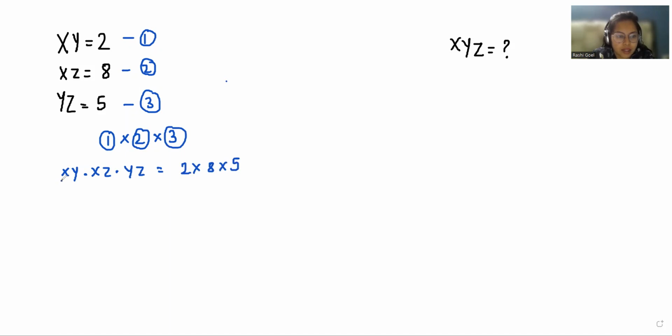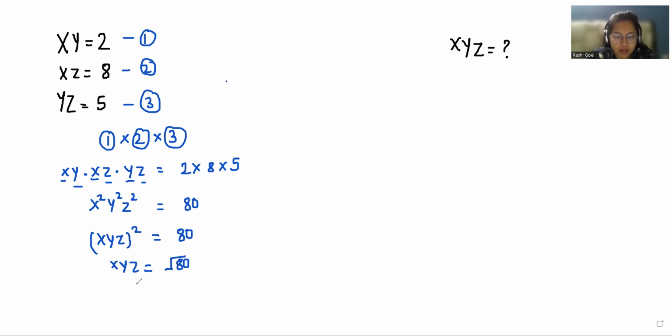So x times x is x square, y times y is y square, and z times z is z square, is equal to 8 times 2 is 16 and 16 times 5 is 80. Now we can write it as (xyz) whole square is equal to 80. And here is a square. When it goes to the right hand side, it becomes square root.